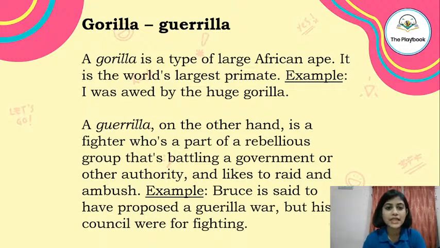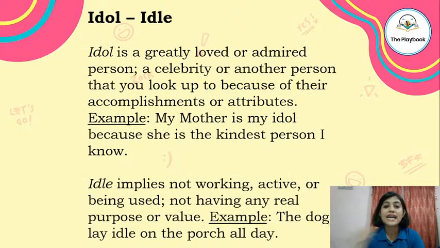Okay, so now we'll quickly move on to the rest of the words. We just have two more sets. Let's look into them. Idle and idol. Just take note of how different the spellings are, but how same they are pronounced. Idol is a greatly loved or admired person, a celebrity, or another person that you look up to because of their accomplishments or attributes.